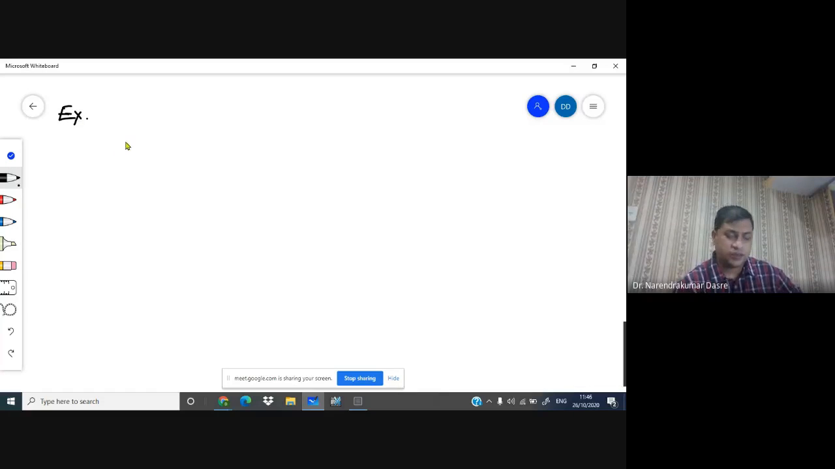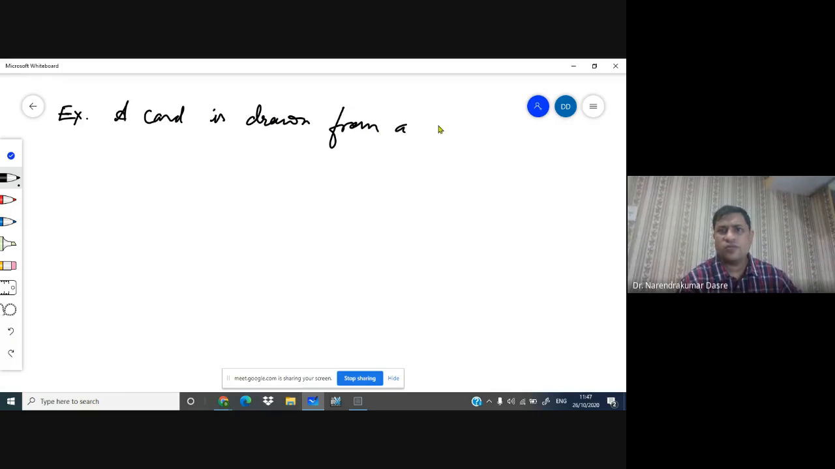We have seen three random experiments. One was coin tossing, the other is the rolling of a die, and the third is playing cards. Now we will see an example based on playing cards. Suppose a well shuffled card is drawn from a pack of 52 cards.